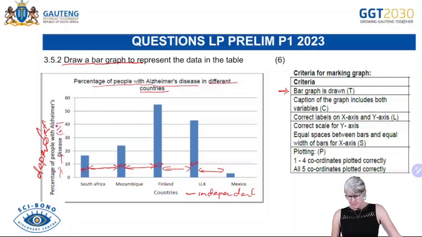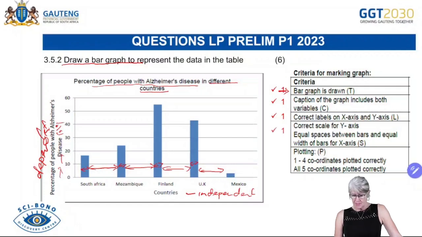All right, so if I've drawn the correct type of graph, I'm going to get a mark. If I've put in the caption with both variables in it, I'm going to get a mark. If I've got the correct labels, so I must label my X and Y axis correctly, I'm going to get another mark. If my scale is correct, and remember I always have equal increments on my Y axis, and then my spaces between the bars and the bar width must be equal on the X axis, I'm going to get a mark. And then I'm going to plot the information.